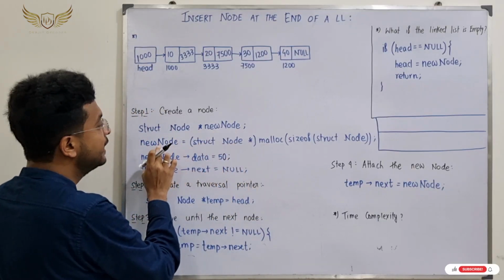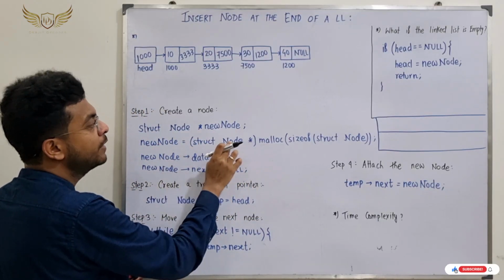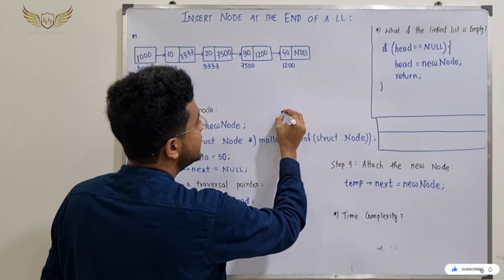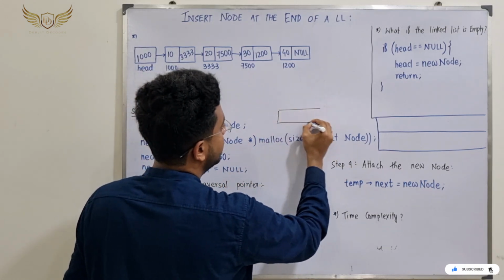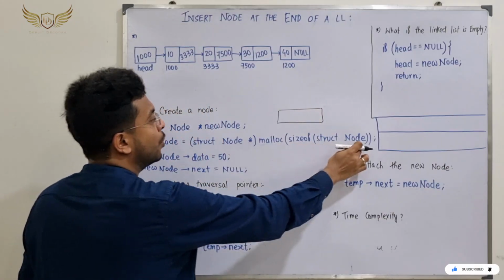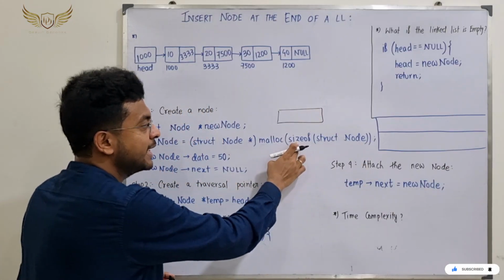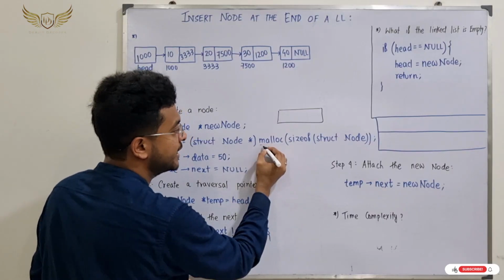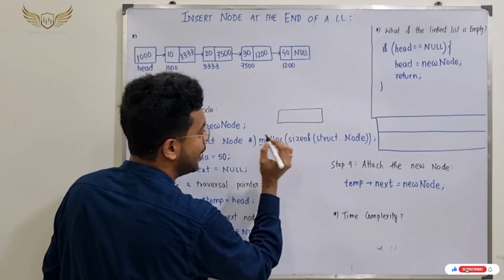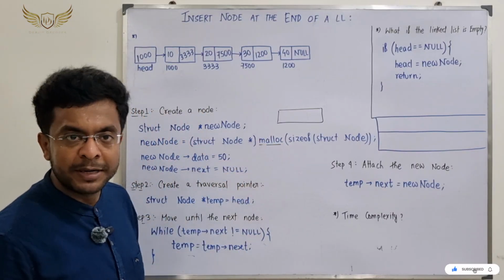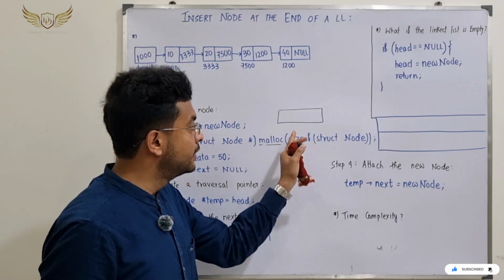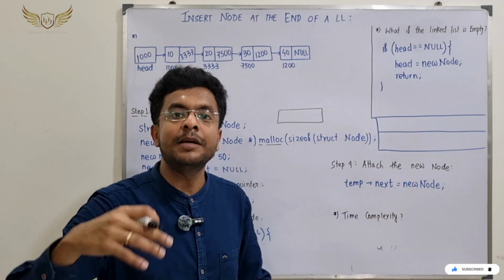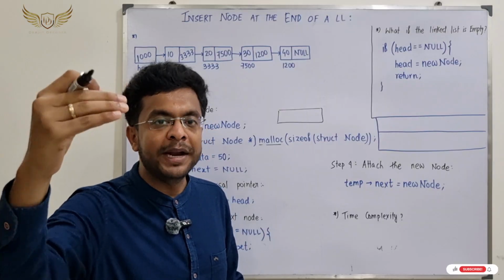What it is doing? New node equals struct node star malloc sizeof struct node. It is saying, a node has arrived, go to that struct node and see how much size it should take. Malloc is a function in C; it stands for memory allocation. So allocate some memory. How much? Allocate memory of size of struct node. And the node has one integer and a pointer, say 4 bytes plus 8 bytes.